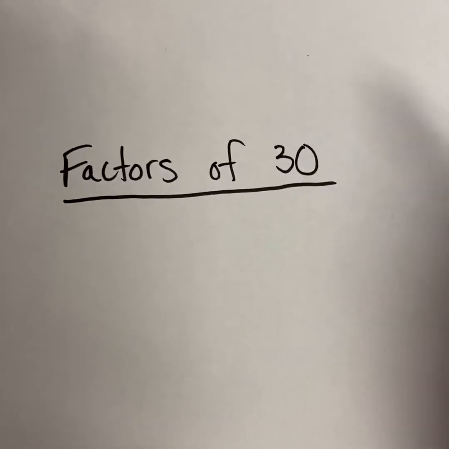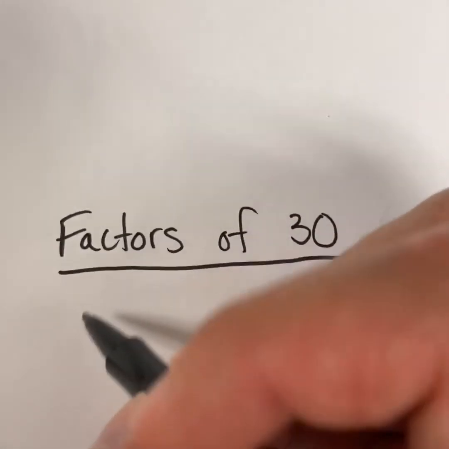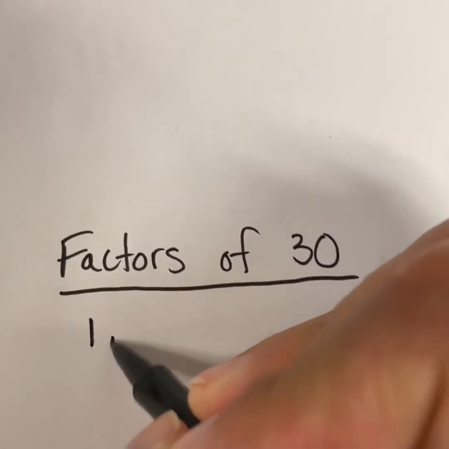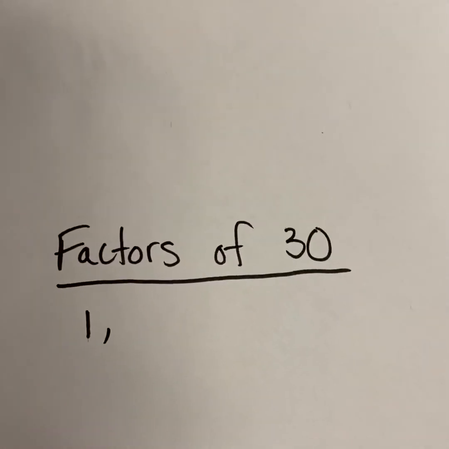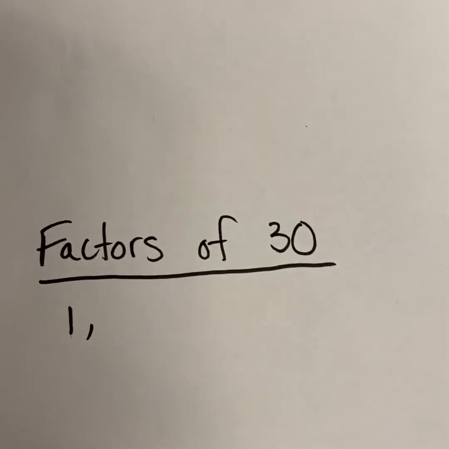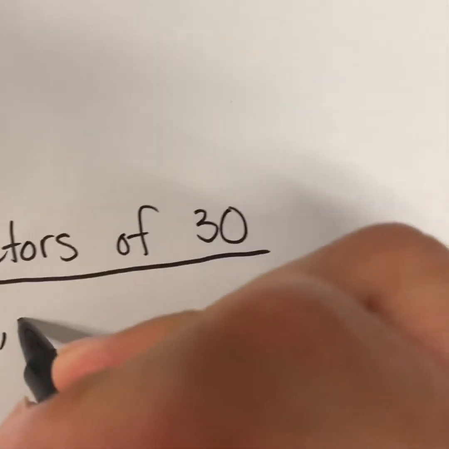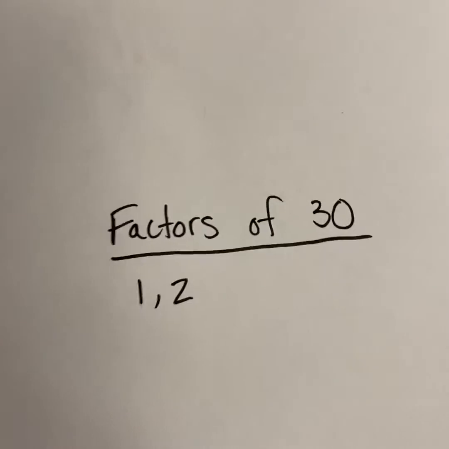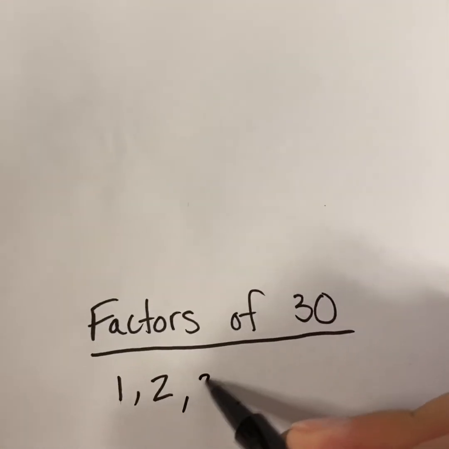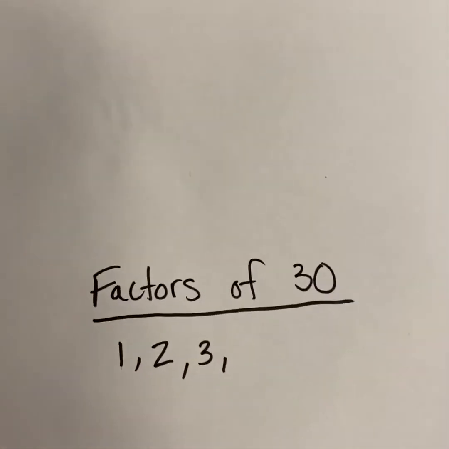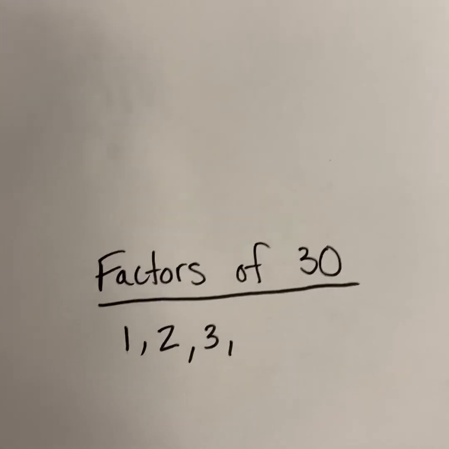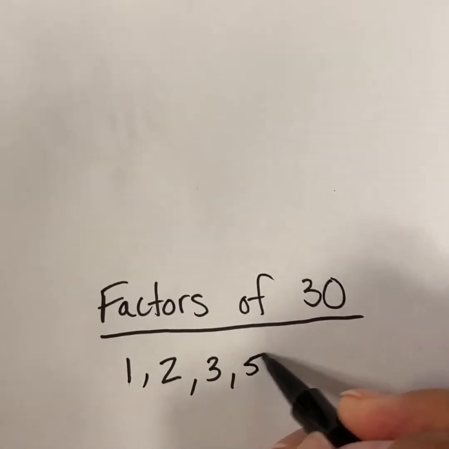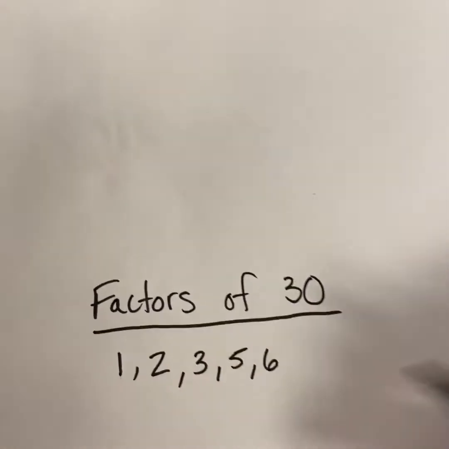Is 30 divisible by 1? Yes. So I would write down 1 as a factor. Is 30 divisible by 2? Yes. 2 times 15 would be 30. 3. Is 30 divisible by 3? Yes. 3 times 10 would be 30. 4. Nope, that would not work.